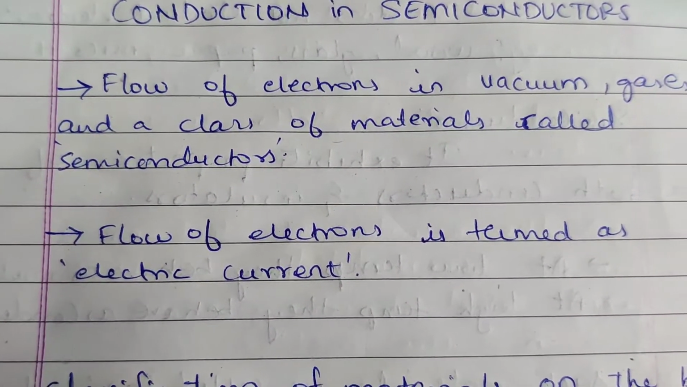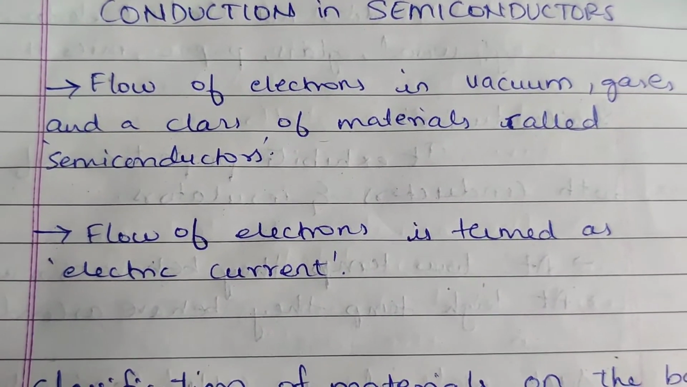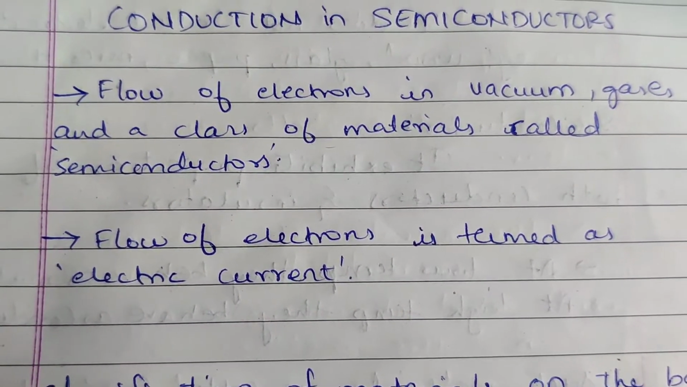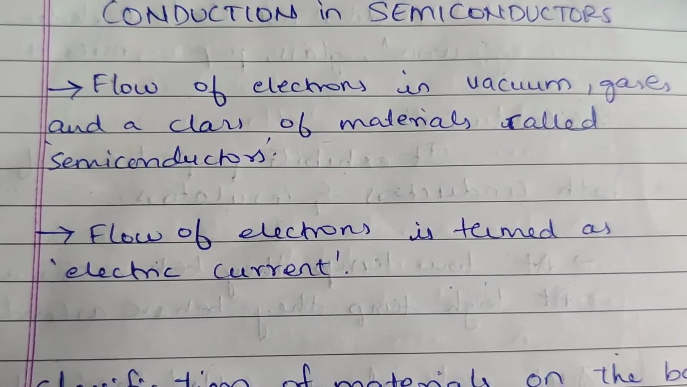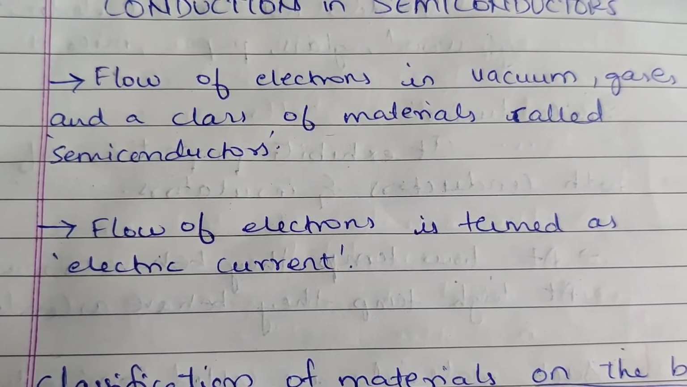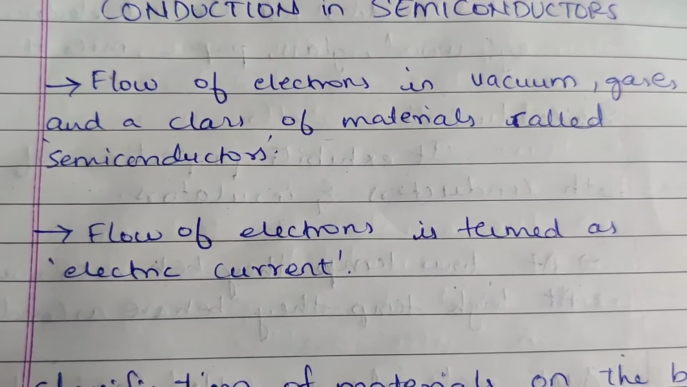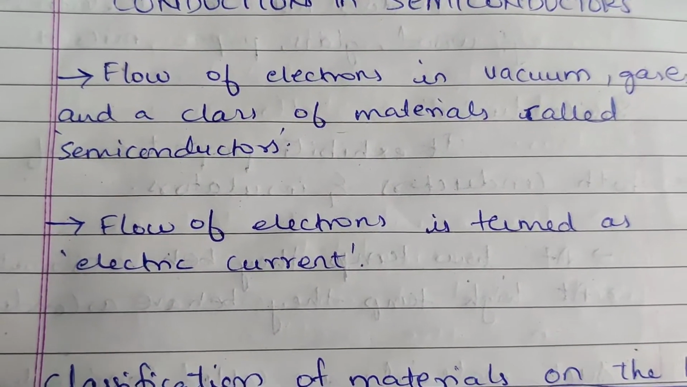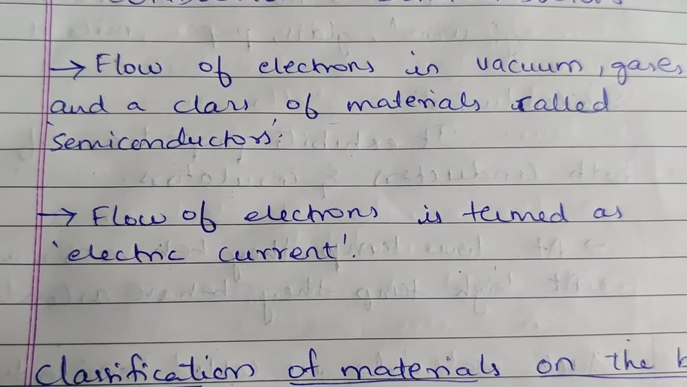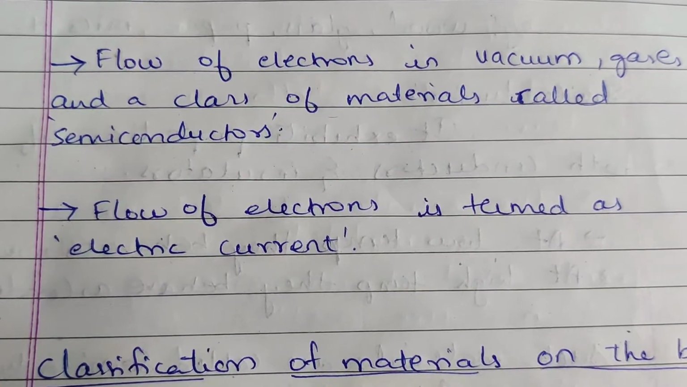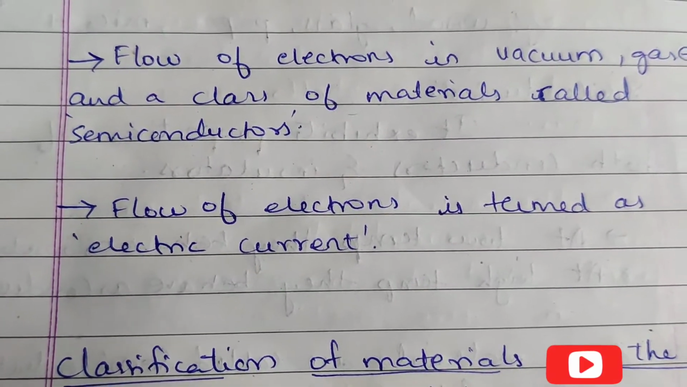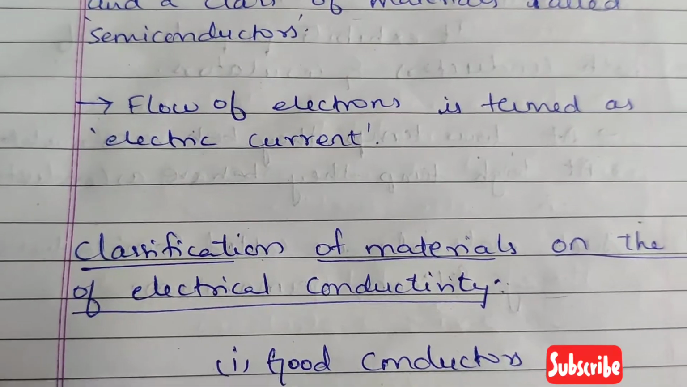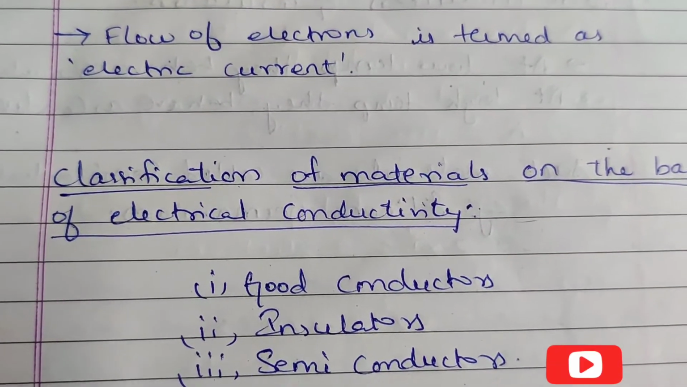The first question is, any flow of electrons in vacuum, gases and any class of materials. What do you mean by flow of electrons? It is nothing but current. If a current is passing through some material or through some vacuum or gas, then that material is called a semiconductor. Now we'll see how it is classified.